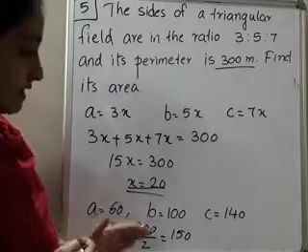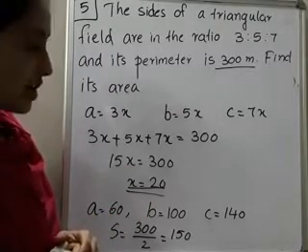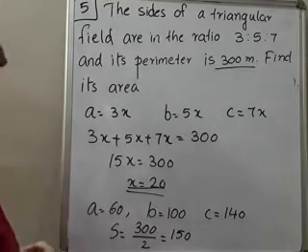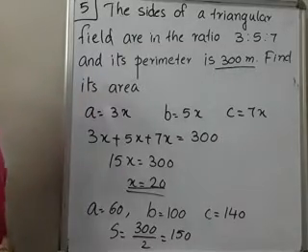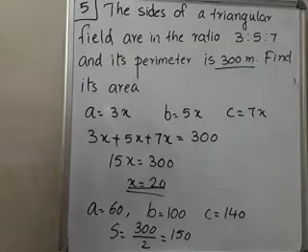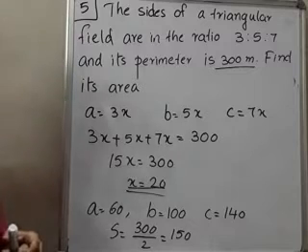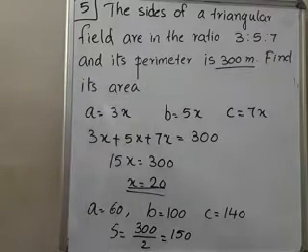Okay. After that, please find the area. Area of the triangle is equal to. I will not write on the board. You have to do it by yourself. Okay. Write down area of the triangle is equal to the formula: root of S into S minus A into S minus B into S minus C.